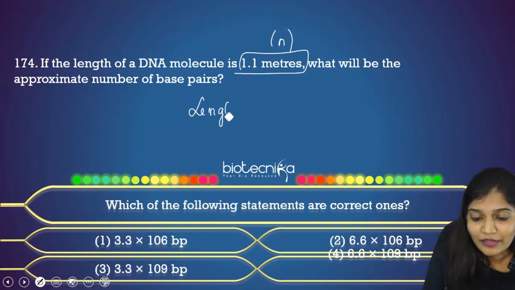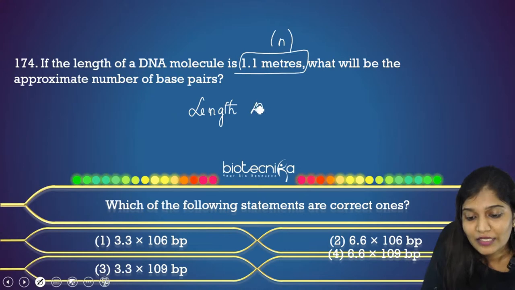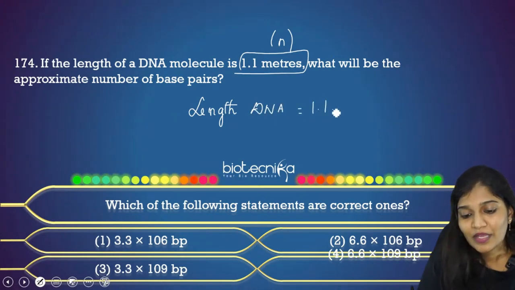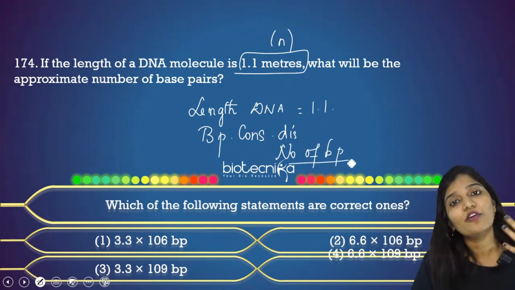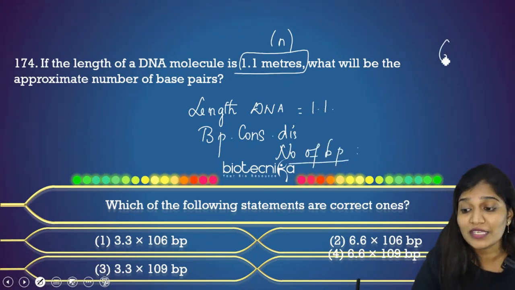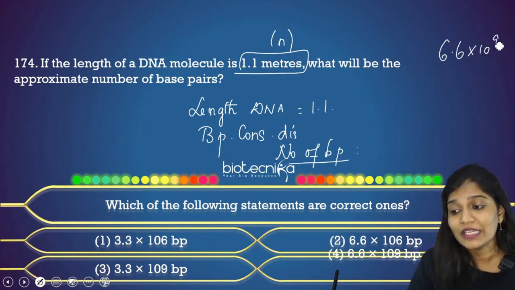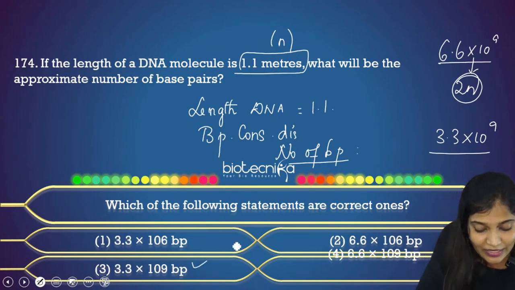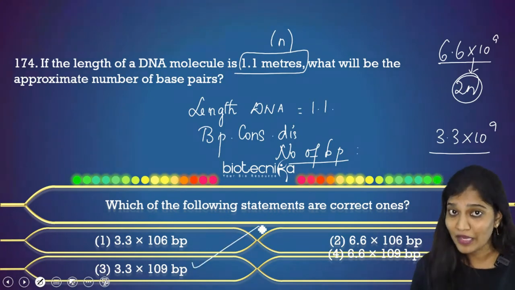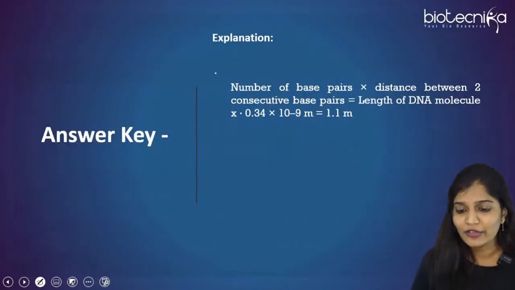So they have given the length of the DNA, which is 1.1. And we know about the consecutive base pair distance, and we have to find out the number of base pairs. We already know by normal things, it is going to be 6.6 into 10 to the power of 9 for diploid, 2n. And here it is going to be 3.3 into 10 to the power of 9. If you know the answer directly, you can literally mark the answer as 3.3 into 10 to the power of 9 base pairs totally. But let's do the calculation.